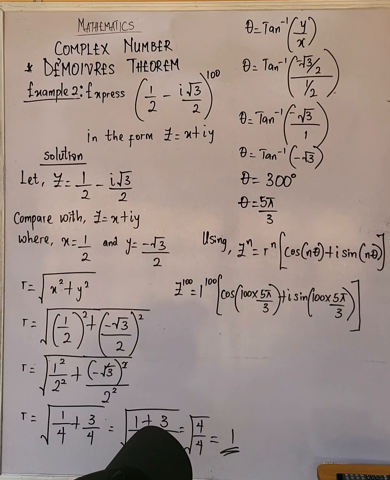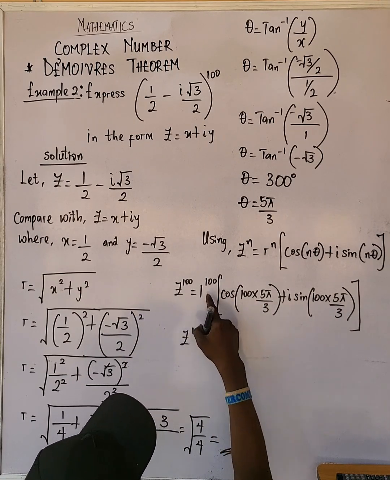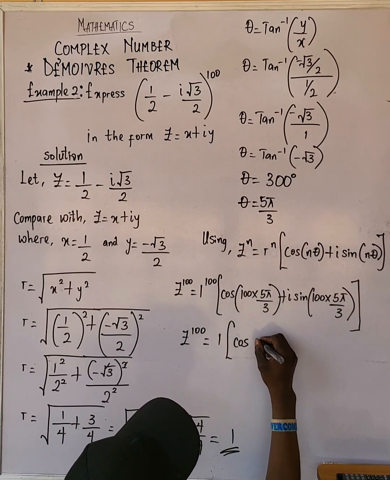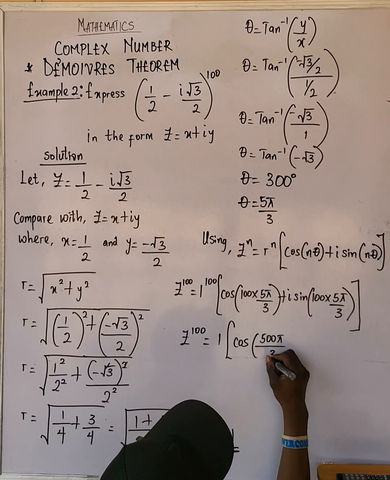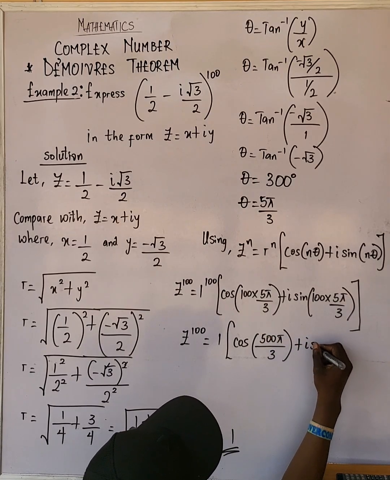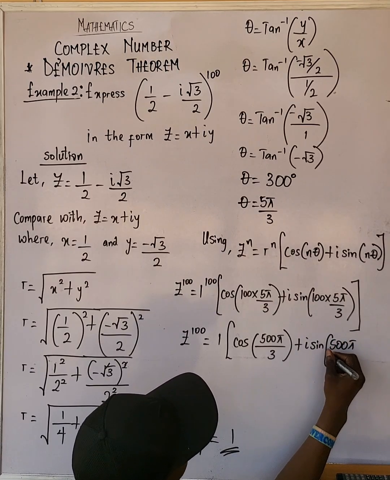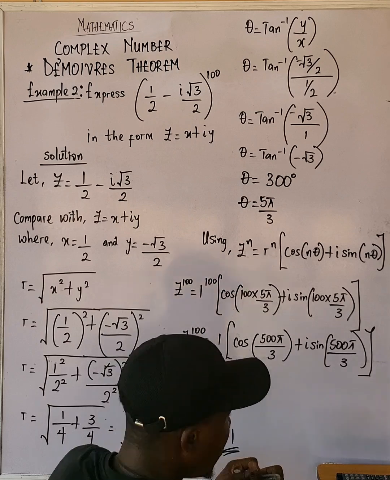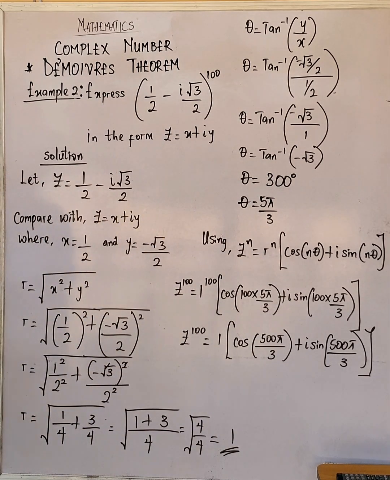Now, what do we do now? You know, this will give us z to the power of 100. 1 to the power of 100 is 1. Then cos 100 times 5 is what? That will give us 500 pi over 3 plus i sine 500 pi over 3, right? Now, don't forget the formulation we want to do. So take a screenshot of it or pause the video, then you write this.